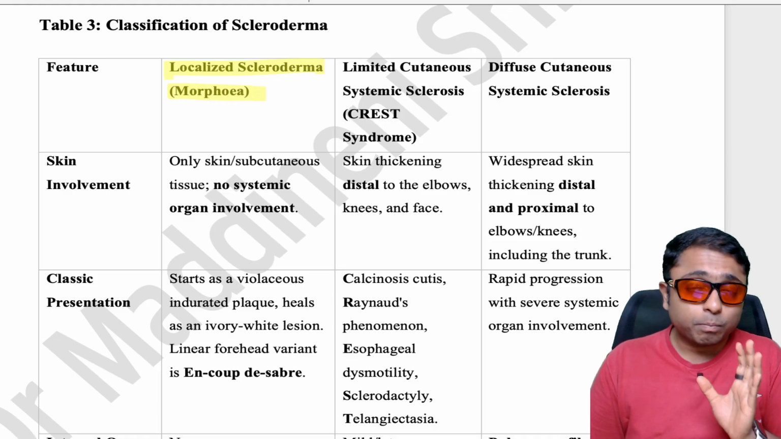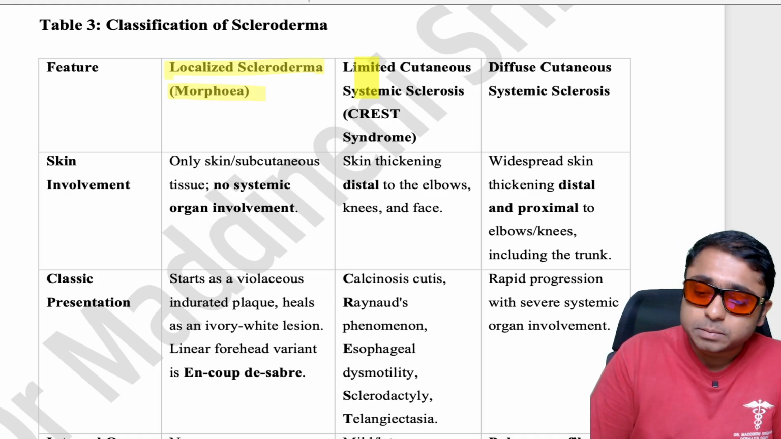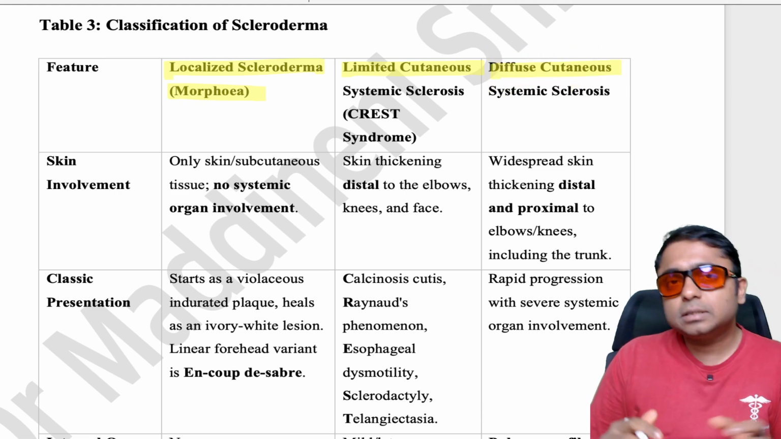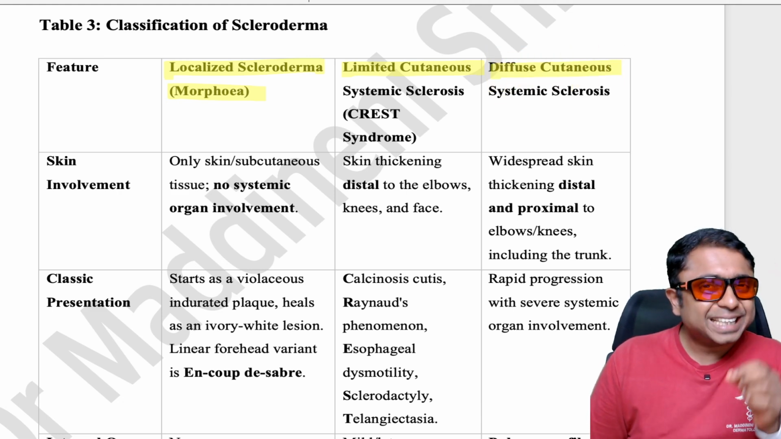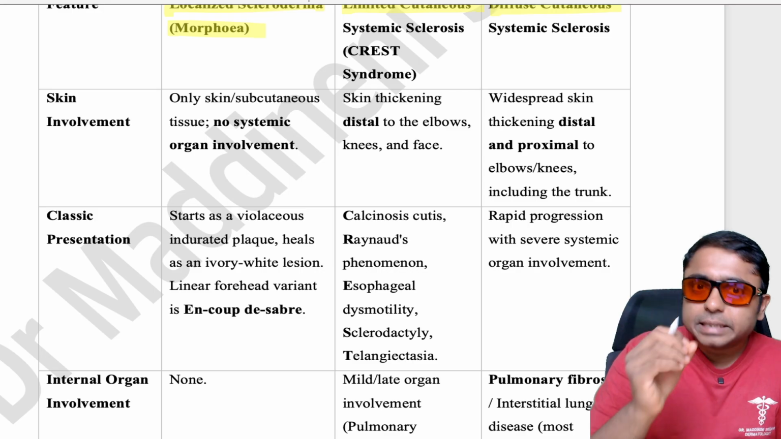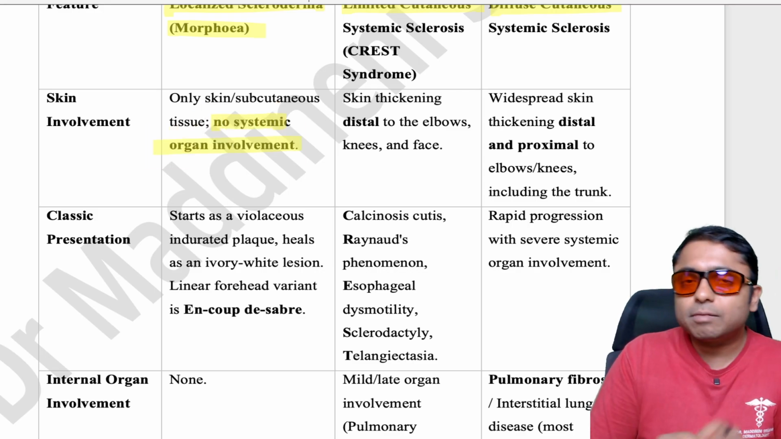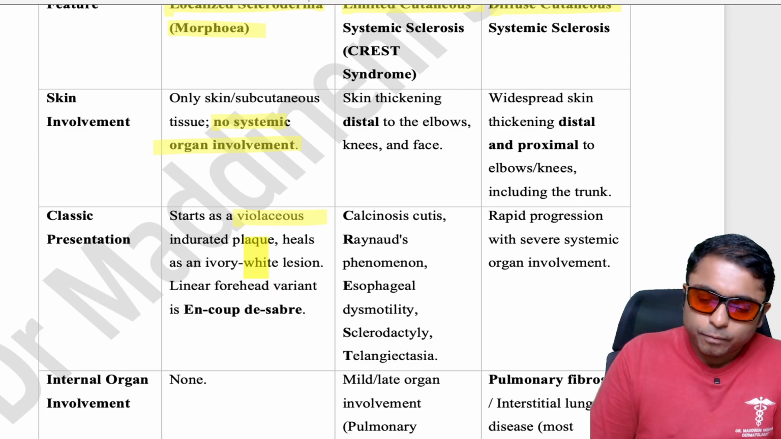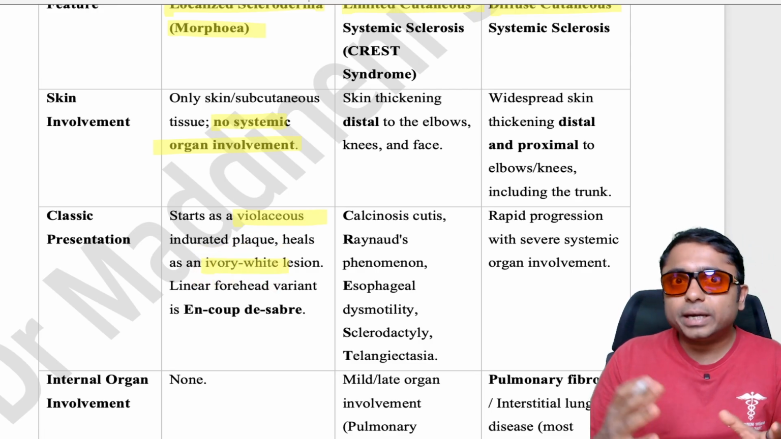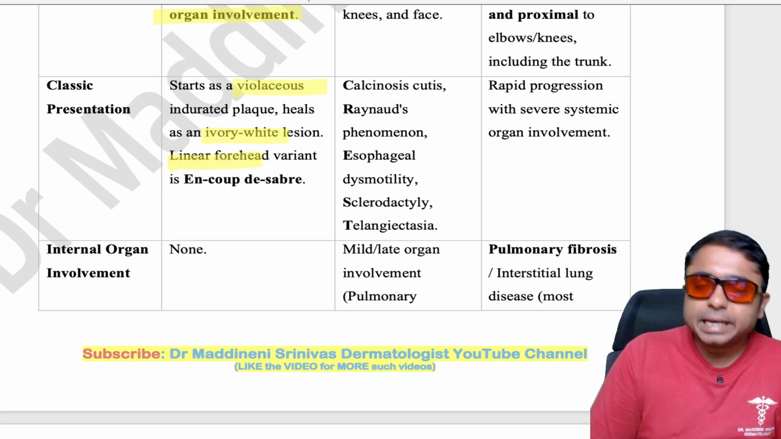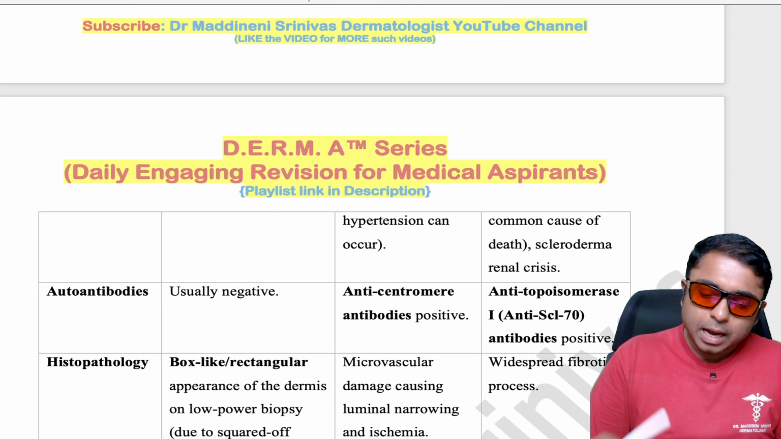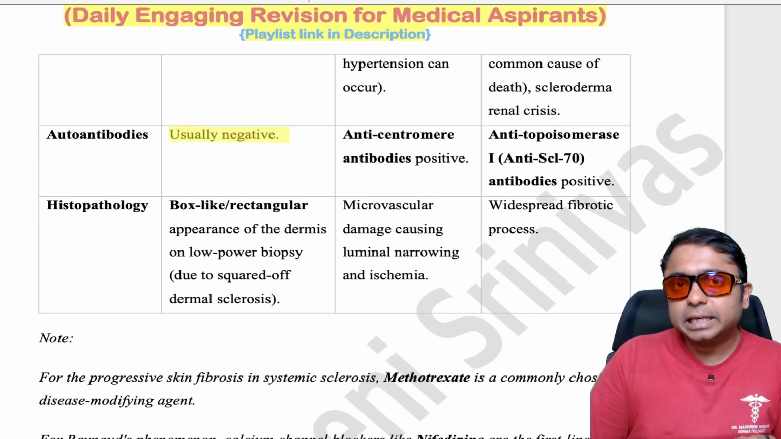Coming to the classification of scleroderma, we have localized scleroderma, which is called morphea, very important. This was previously asked many times. And systemic sclerosis: limited cutaneous SSc and diffuse cutaneous systemic sclerosis. So first let us look at morphea. Here only the skin and subcutaneous tissue will be affected, there will not be any organ involvement. It starts as a violaceous indurated plaque which will ultimately heal with an ivory white lesion. And remember, there is a linear forehead variant of morphea which is called en coup de sabre. Autoantibodies usually will be negative in the case of morphea.